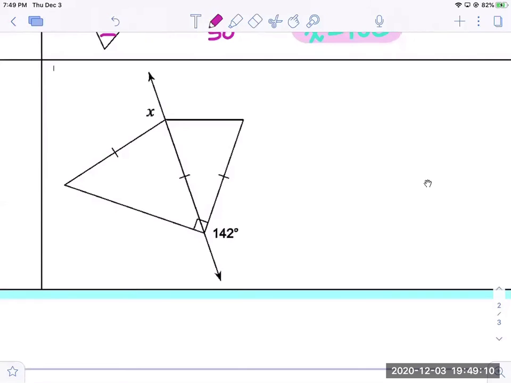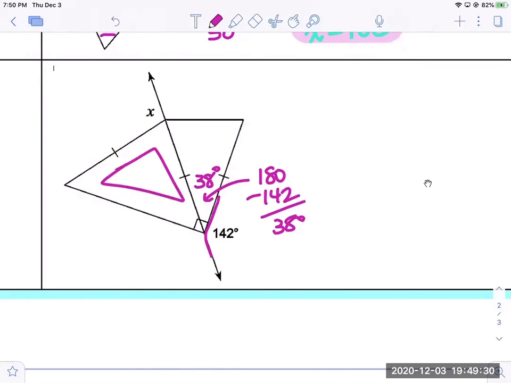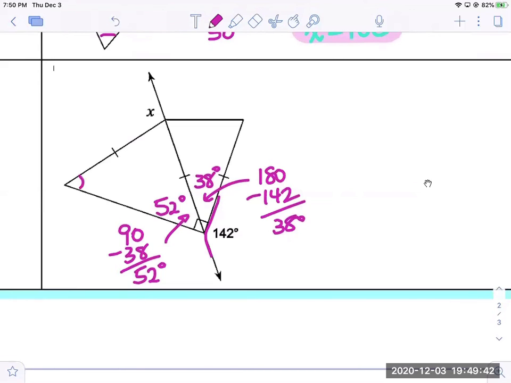For this last problem, I'm noticing that that exterior angle measure is 142. So that means that the interior angle there is 180 minus 142, or 38 degrees. So the vertex angle of this triangle is 38 degrees. I'm actually not going to worry about the rest of that triangle because I'm trying to get over to the other triangle over here. So I'm going to subtract 90 minus 38 to get the 52 degrees. That's this angle measure. And then that's an isosceles triangle, so the base angles are congruent. That's also 52.